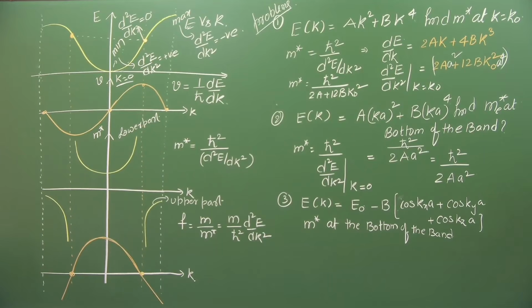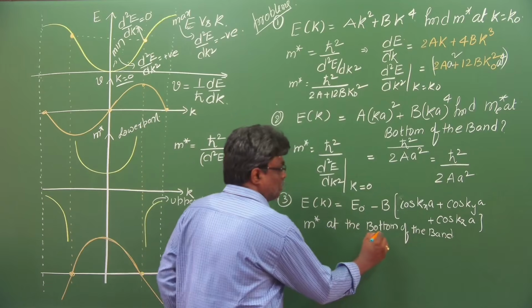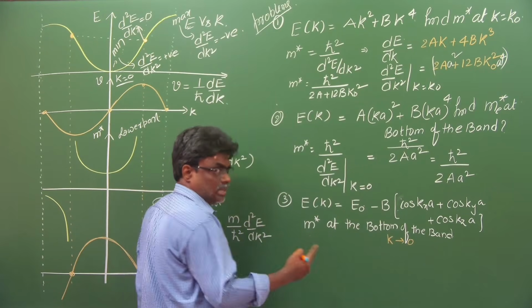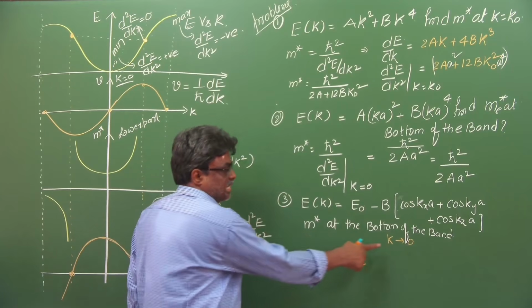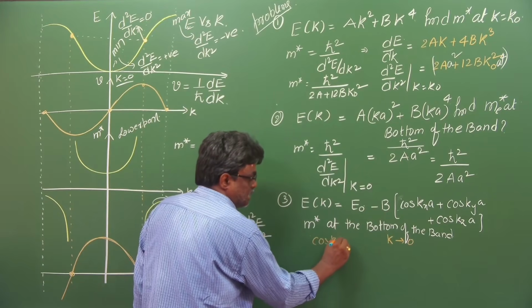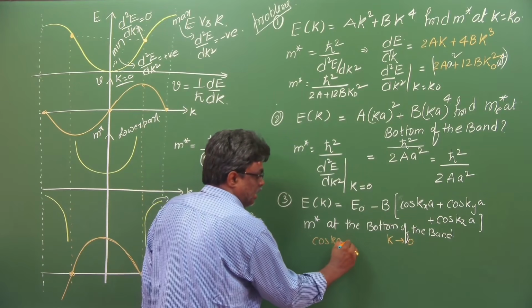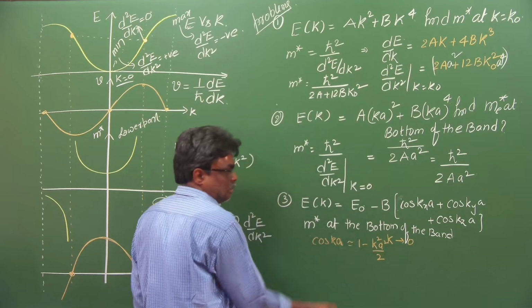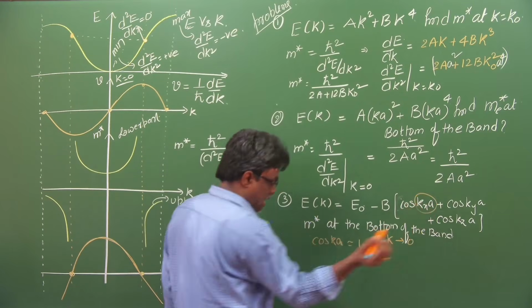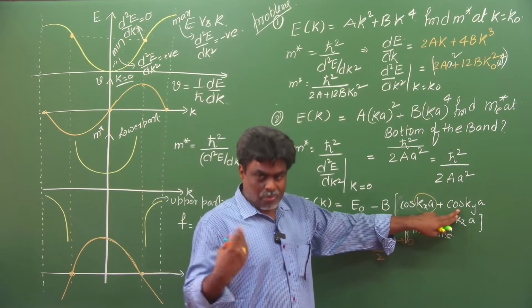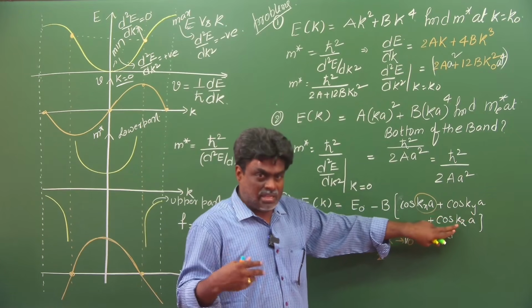First do the two times derivative. Bottom of the band means k tends to 0, not exactly k equal to 0, just take the k tends to 0 approximation. Then cos ka is nearly equal to 1 minus k square a square by 2. That's why cos kxa is 1 minus kx square a square by 2, and similarly for ky.